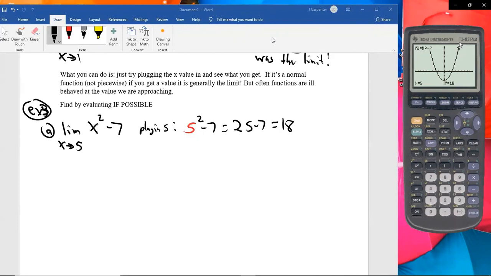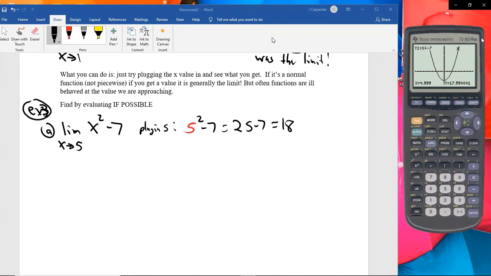But let's just try a couple numbers. 4.9, 17.01. Well, that's close to 18. Let's get closer. 4.99, 17.9, that's close to 18. You couldn't tell it was going to be 18 with 4.9, but now you might have an idea. 4.999, 17.99, yeah, that's probably 18.